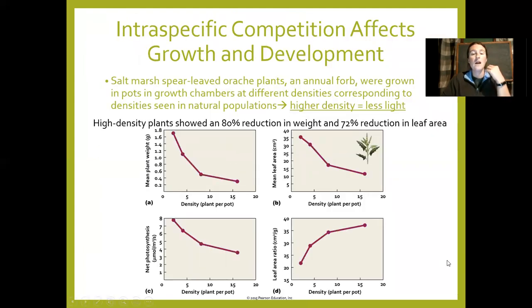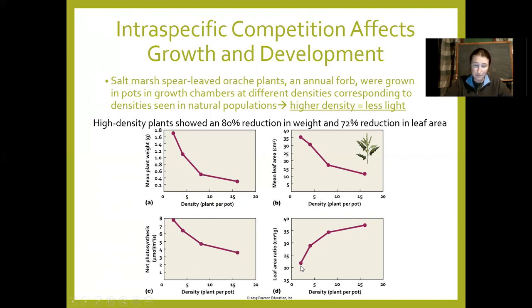Okay. As I was just saying, this competition also affects growth and development, right? Part of that is because of stress. Part of it is because of reduced resources available for all. This doesn't just happen in animals, it happens in plants as well. And so your book explains a study on salt marsh plants. Essentially, these scientists grew these plants at varying densities. So in one pot, there were 5 plants, another pot, there were 10 plants, 15 and 20 plants.